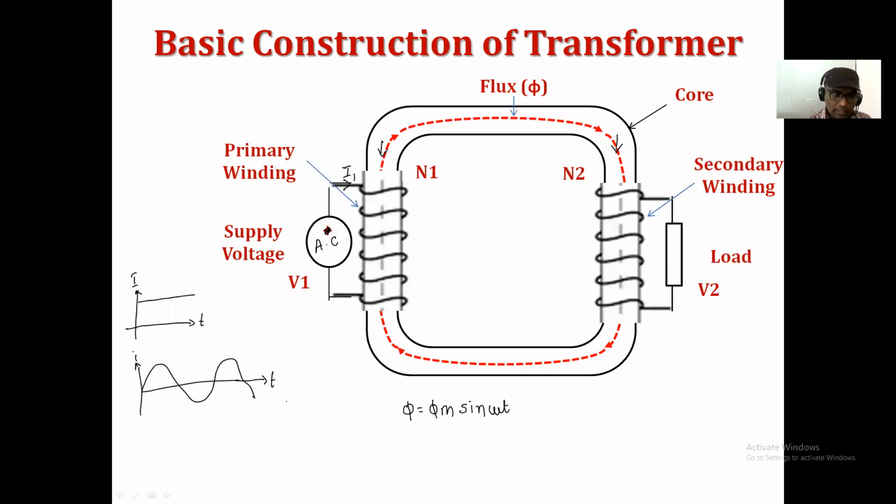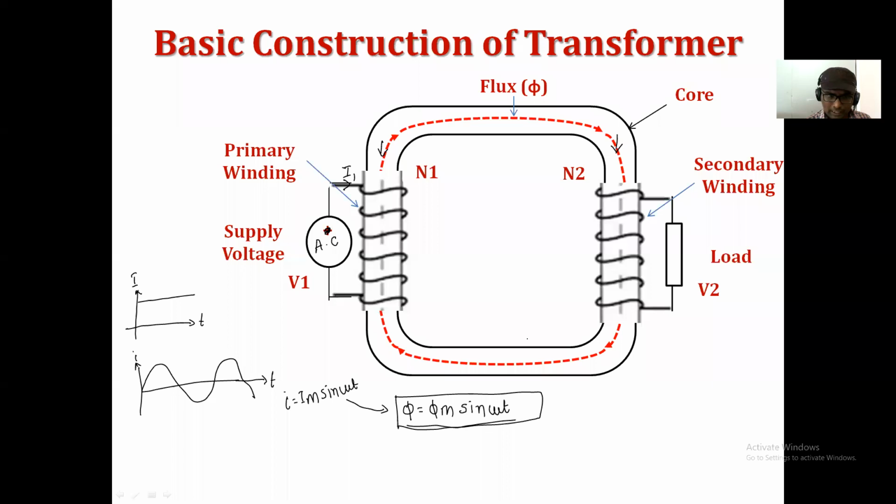Just like that, how can I write the alternating current? I equals I m sine omega t. So this alternating current will create the alternating magnetic flux in the core, and this alternating magnetic flux can be represented with the equation phi equals phi m sine omega t. Is that clear? Yes or no? Do you remember this equation? Have you seen this equation before? Yes or no? Yes, sir. Okay.